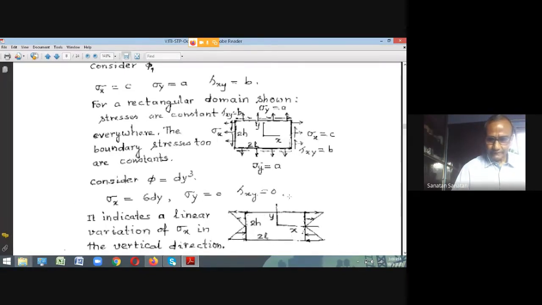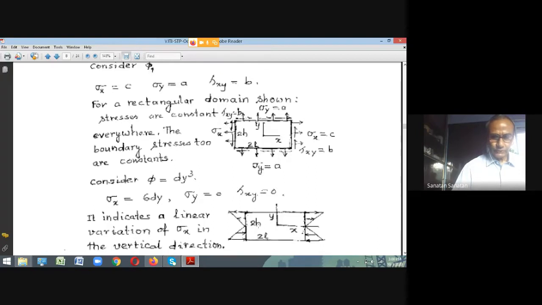Here x is constant and y varies from the bottom, y equal to minus h, to the top, y equal to plus h. If d is positive, then when y is h, the stress is 6dh. So the highest stress is 6dh.